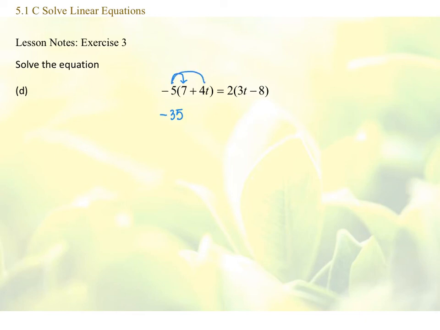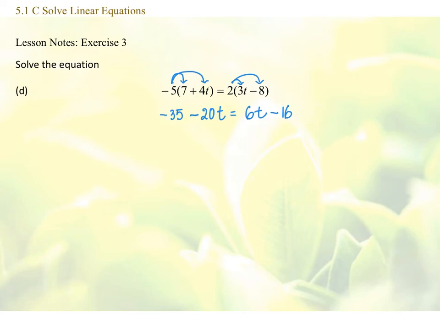Negative 5 groups of 4t. That means subtract 5 groups of 4t. So I'm going to subtract 20t. 2 groups of 3t minus 8, that will be 2 groups of 3t, 6t, 2 groups of minus 8, subtract 16.